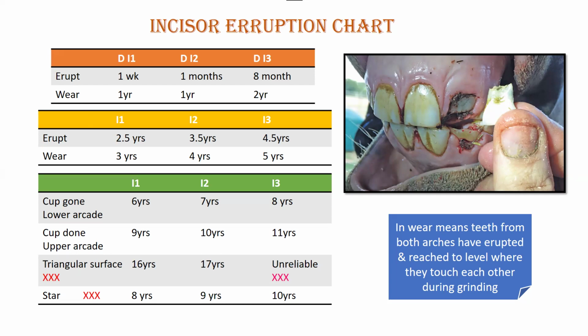Eruption means, for example, you have this deciduous tooth, so I am writing D here. This is a deciduous tooth.